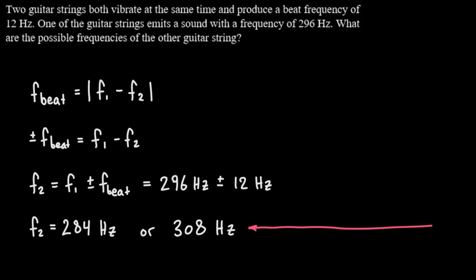So just something to keep in mind with these questions is you just have to be careful that if they give you a question like this where they're telling you the beat frequency, then what that means is that you're going to get two solutions because what matters is that the difference is 12 Hertz. It doesn't matter whether it's 12 Hertz higher or 12 Hertz lower. That's it for this one.